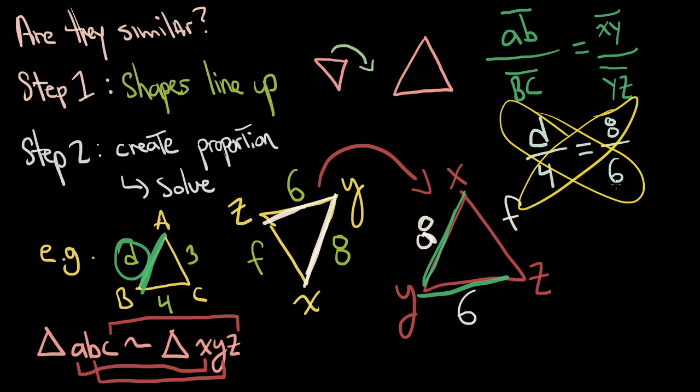And what you are going to get is d times 6. So I'm going to say 6d. And that's going to be equal to 4 times 8, which is going to be 32. Now you can see already that you're going to have a little bit of dividing. You're not going to get a super pretty number. But that's okay. You're going to divide by 6, and you're going to find out what d is equal to.